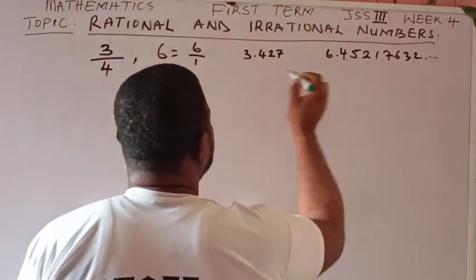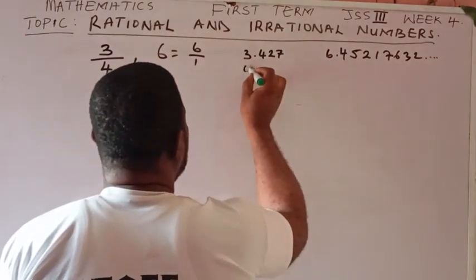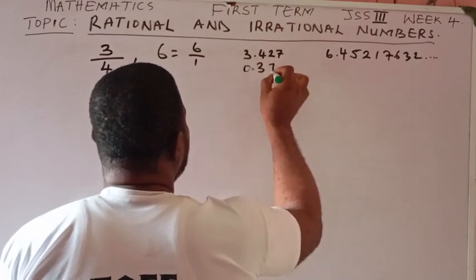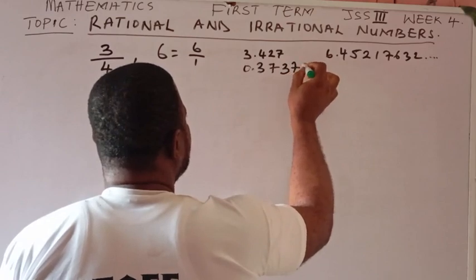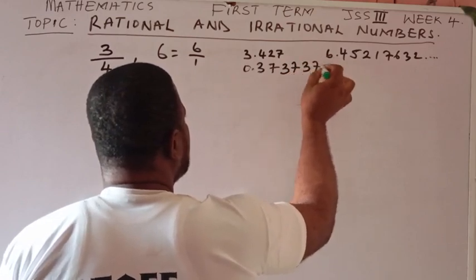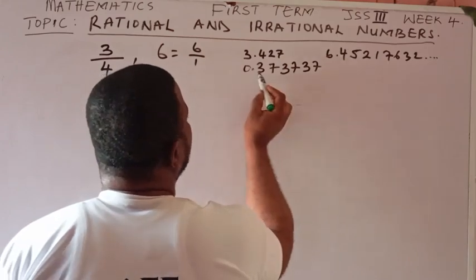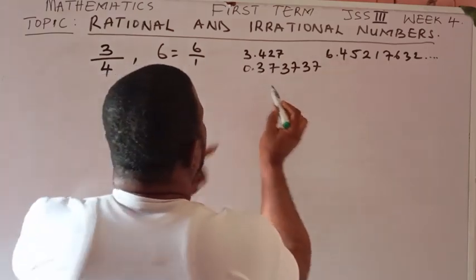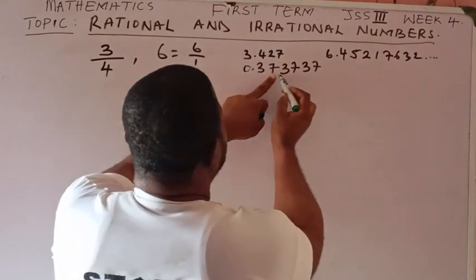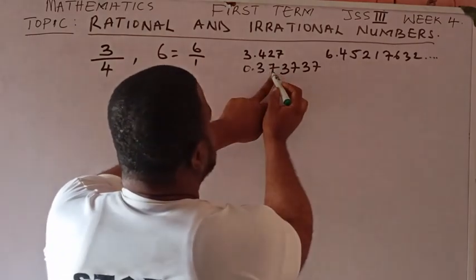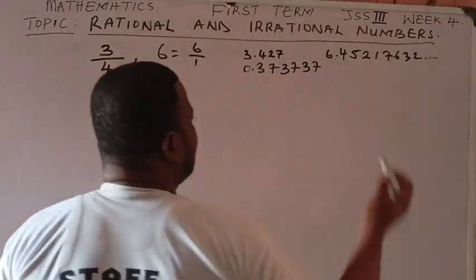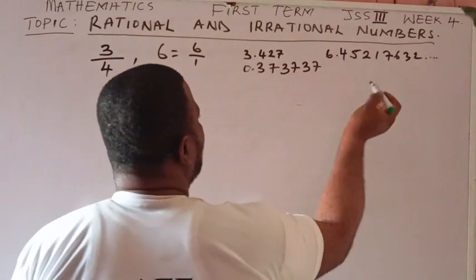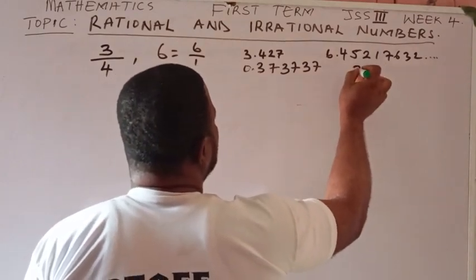For example, if we have something like 0.37337, this is a rational number. Why? Because the numbers are reoccurring. When you reach 7, as 3 comes back, 7 comes again. As 3 comes back, 7 comes back. So it's reoccurring.